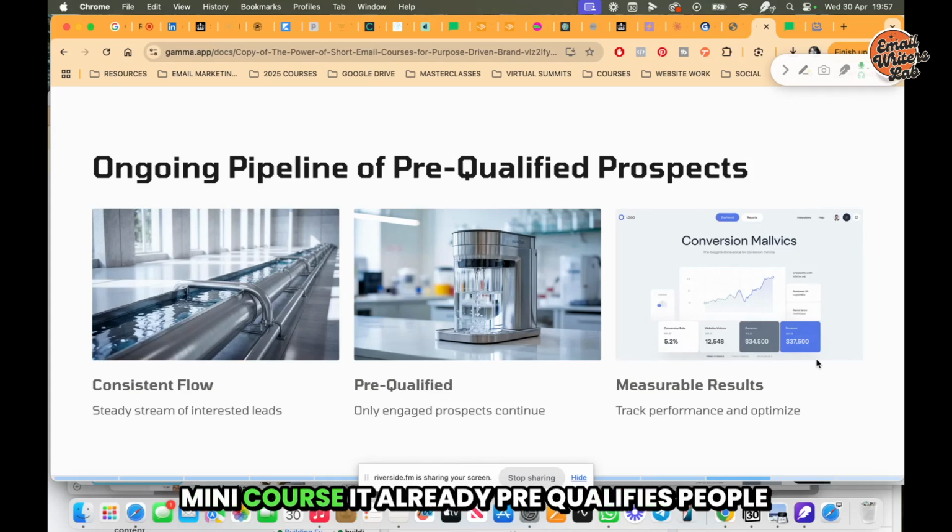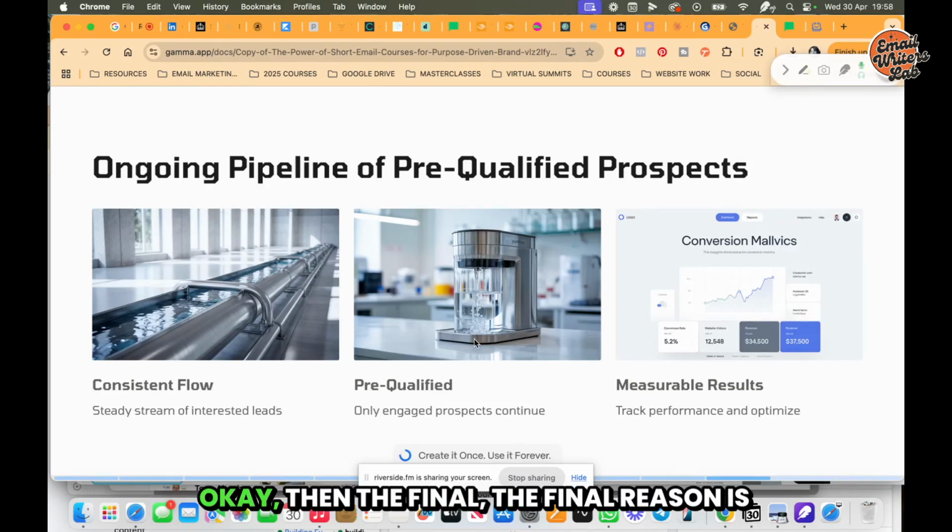email mini course, it already pre-qualifies people, for the fact that they are joining and then for the fact that they are going through the course. And that way, you're not just getting people to fill numbers on your mailing list. You don't just want to gather a list of people just to have the numbers, but the process of them going through a mini course helps to qualify them as well.